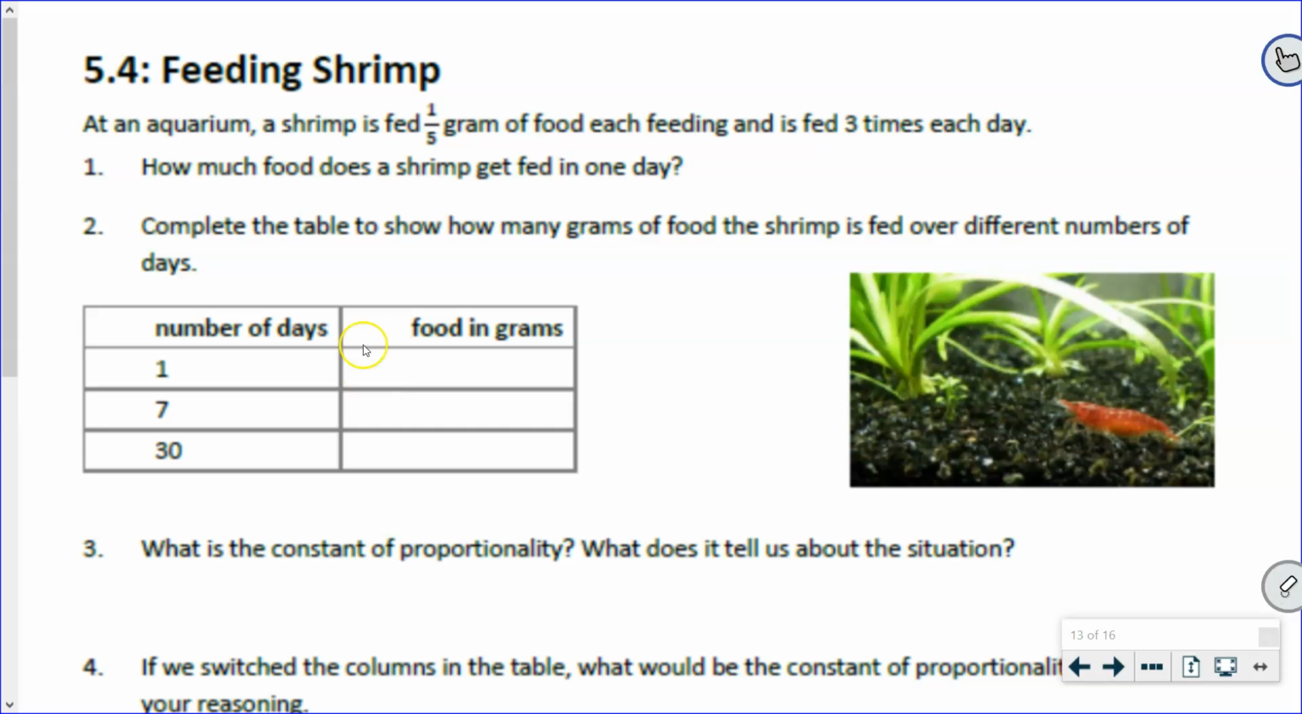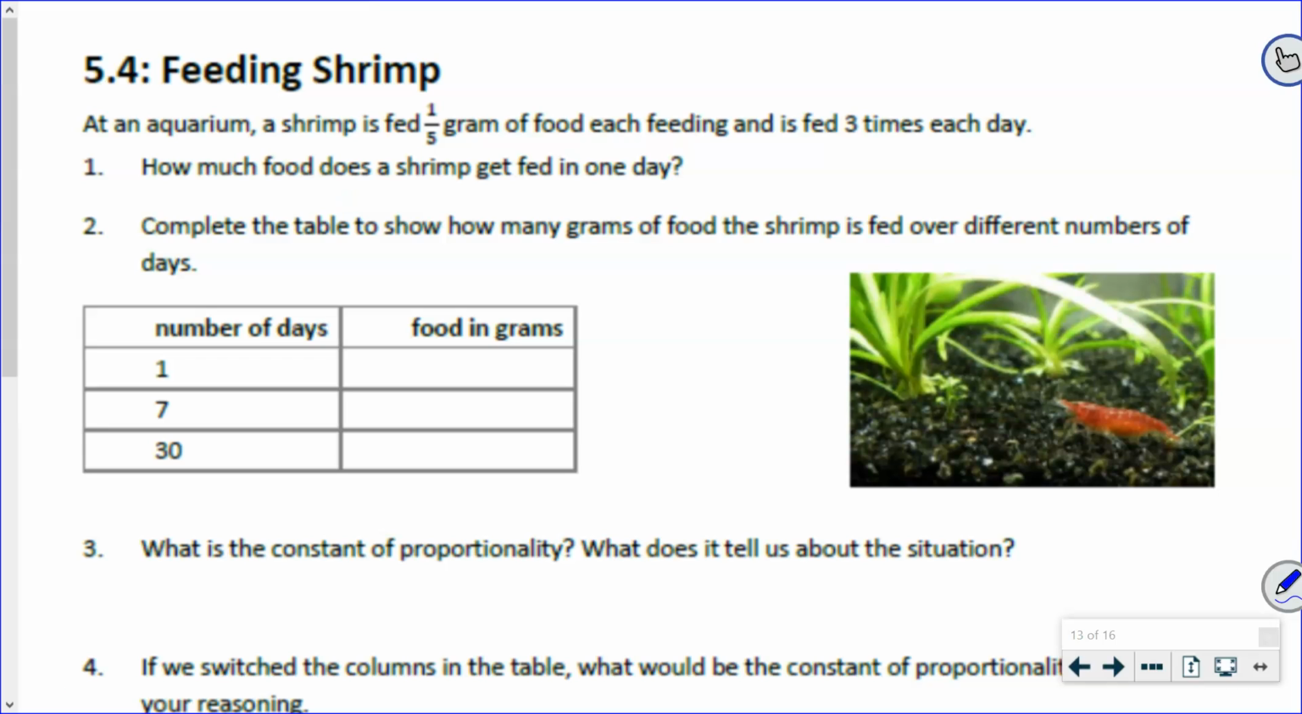Let's take a look at 5.4, feeding shrimp. At an aquarium, a shrimp is fed 1/5 of a gram of food each feeding, and it's fed 3 times each day. So 1/5 of a gram of food each feeding, fed 3 times each day. How much food does a shrimp get fed in one single day?